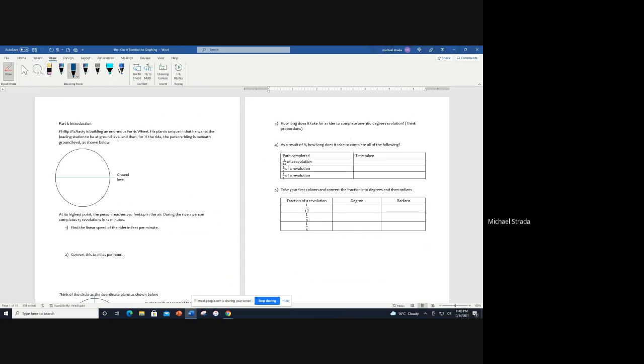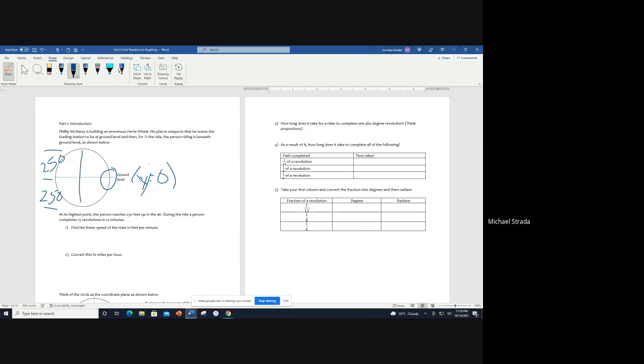Basically, you're getting onto it here, and that's considered ground level. So that's where y is equal to 0. It says at the highest point, the person reaches 250 feet up in the air. So realize that the person's starting there, and that's the height they get to, 250. Now, because it's a circle, that means we got 250 there as well, down to the bottom. So that's beneath ground level.